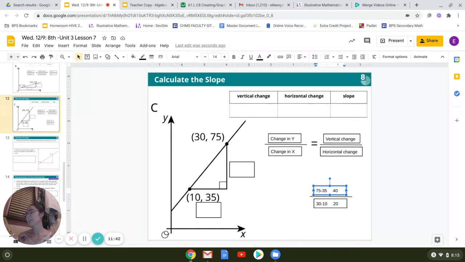40 divided by 20 gets me 2. So the slope of this line is equal to 2 over 1. We said our vertical change was 40 and our horizontal change was 20. We write that as a fraction, 40 over 20, which we simplified to 2 over 1.